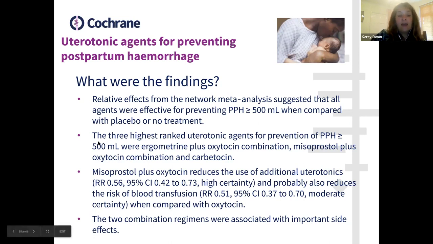And then it talks about ranking the three highest ranked uterotonic agents for prevention of PPH, and it lists those as well. I'm not going to try and pronounce them. And then misoprostol plus oxytocin reduces the use of additional uterotonics, and it gives us the risk ratio and confidence interval, and tells us that it's high certainty evidence, and probably also reduces the risk of blood transfusion as well. The two combination regimens were associated with important side effects, so it's important to take into account all the different outcomes when summarising the evidence.